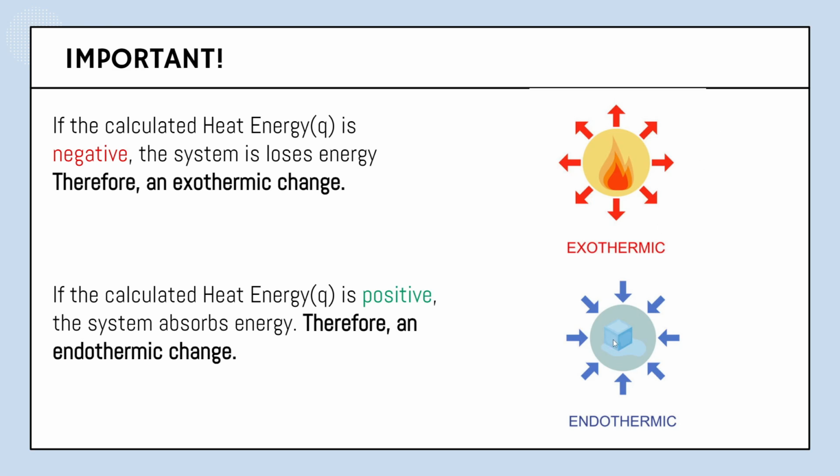Now for the endothermic part, we have an ice cube. The heat energy Q is positive, so the system is absorbing energy, therefore an endothermic change. An ice cube is melting because it is absorbing heat from its surroundings.